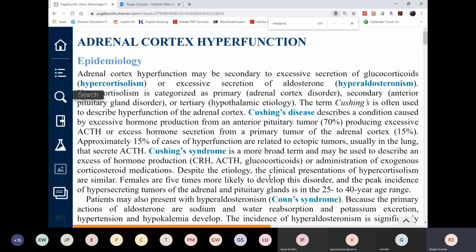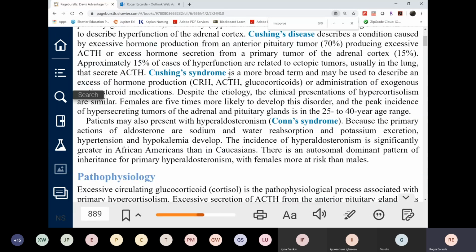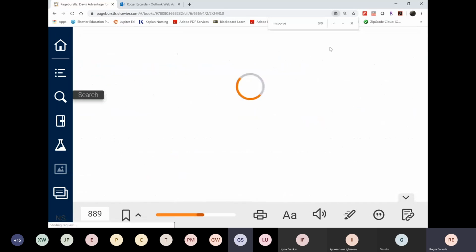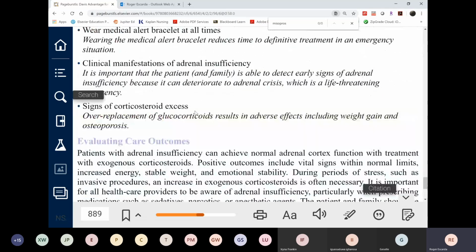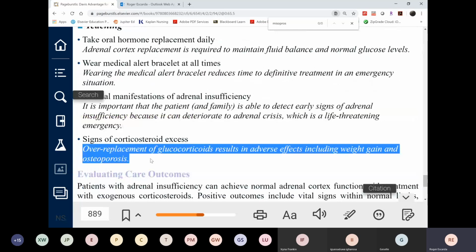There are two forms here. We have Cushing's disease, which is primary Cushing's, and then we have Cushing syndrome, which is secondary. Now, if you remember the last statement in the teaching under Addison's disease, look at that last statement here. Over replacement can result in what? Weight gain and osteoporosis. This is actually symptoms of Cushing syndrome.